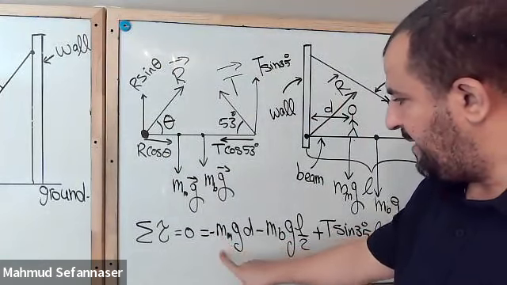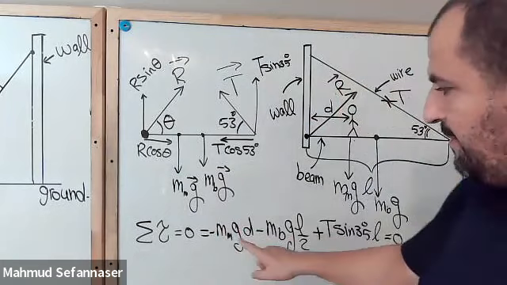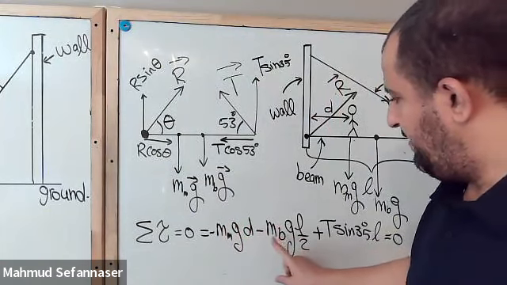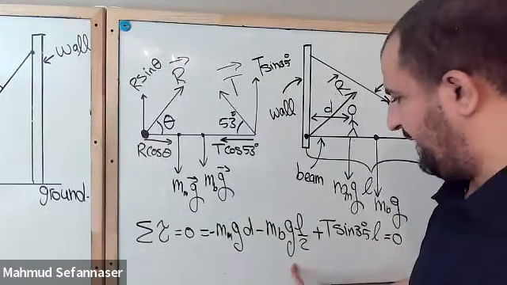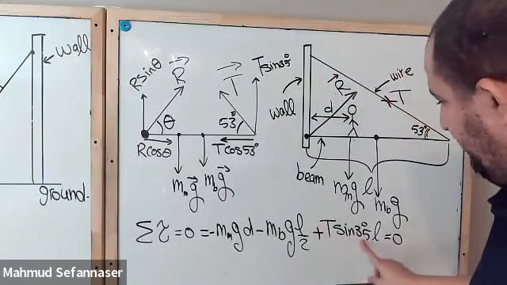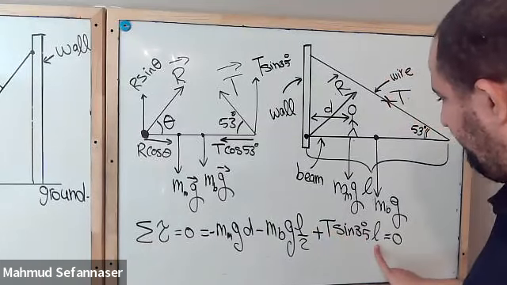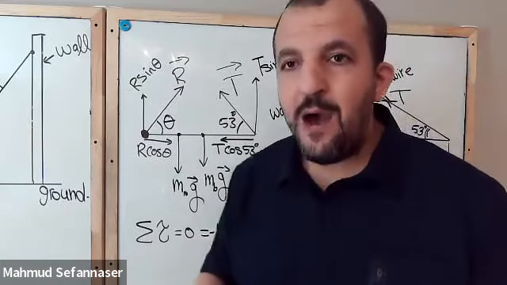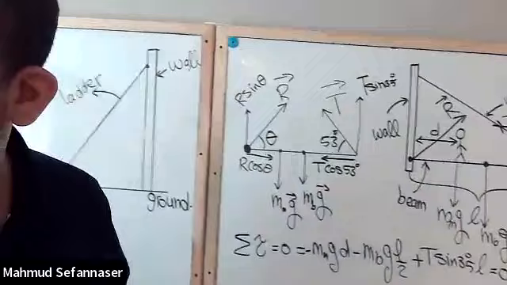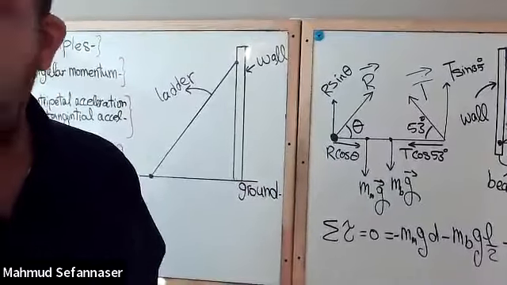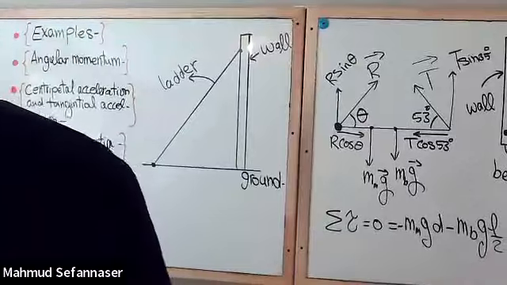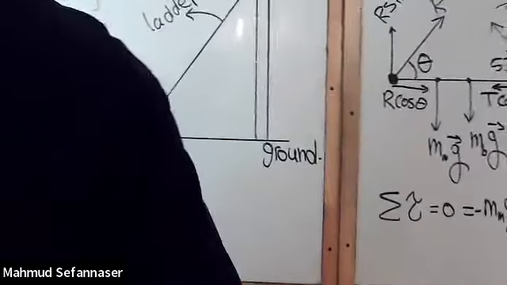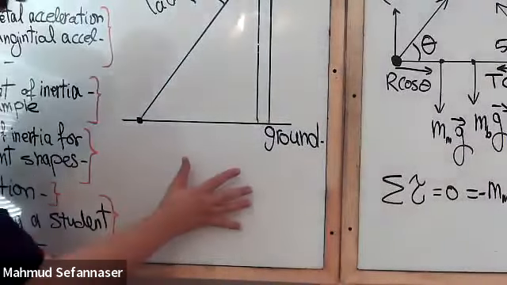So we know M, according to the problem, of course. We know the mass of the man, we know gravity, we know D, we know the mass of the beam, we know gravity, we know L, we know this angle, we know the length of the beam, of course, but we don't know T, which is the tension force. Now we can solve for the tension force, guys, and I will come right here and go a little bit down and finish this problem for you.